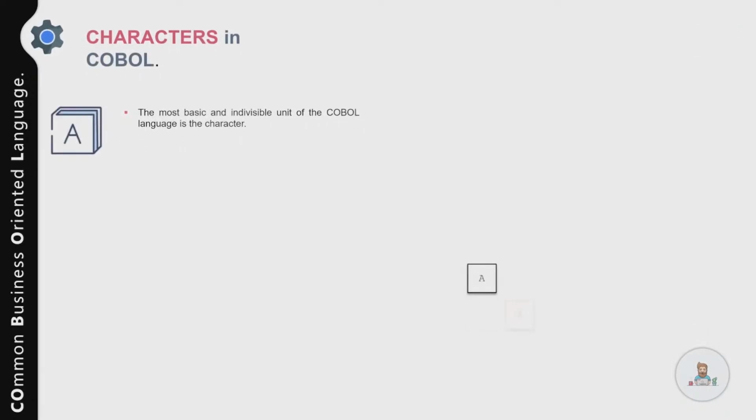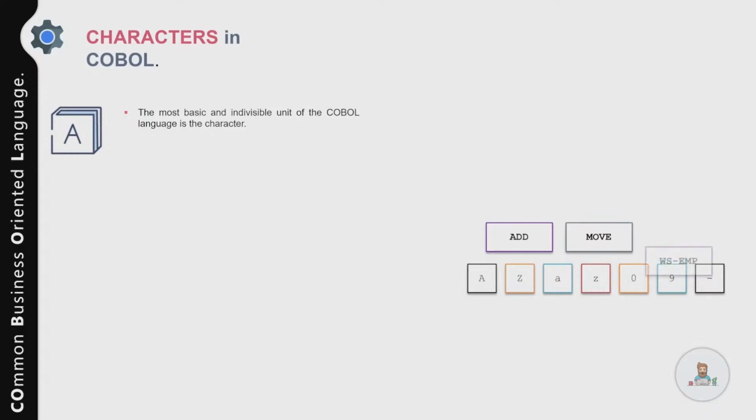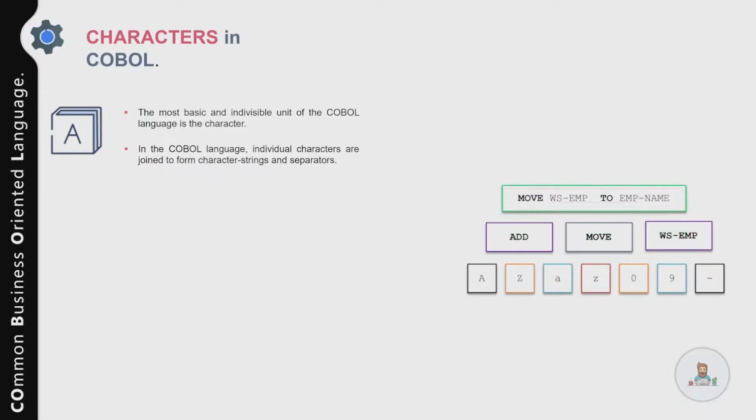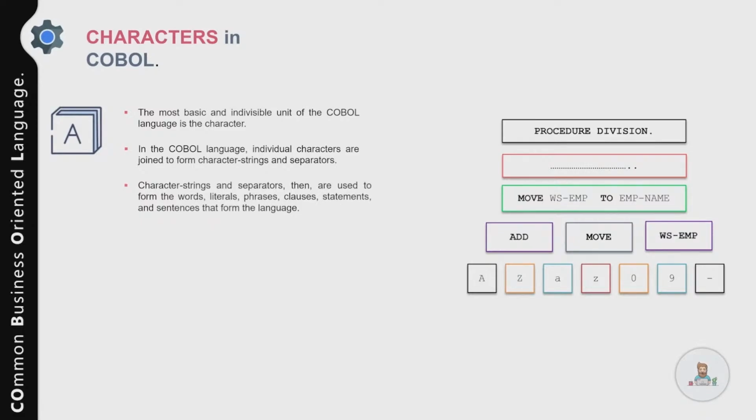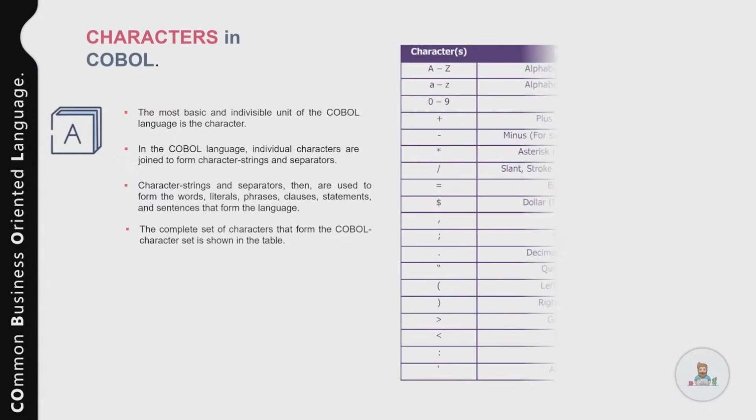So let's get started. The most basic and indivisible unit of the COBOL language is the character. The basic character set includes the letters of the Latin alphabet, digits, and special characters. In the COBOL language, individual characters are joined to form character strings and separators. Character strings and separators then are used to form the words, literals, phrases, clauses, statements, and sentences that form the language.